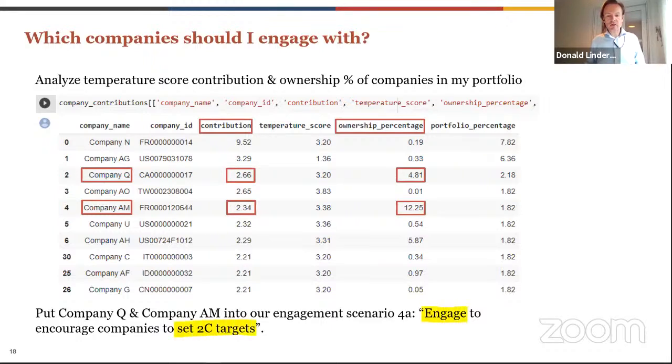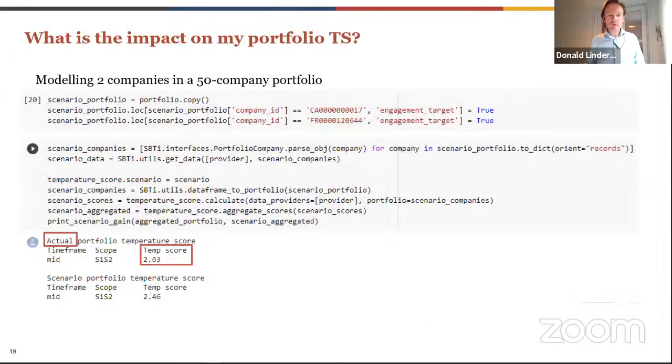And we can do that through a series of scenario analysis or what-if analysis for these companies. And in this case, we say, okay, what happens to the portfolio if we engage with these two companies and we manage to get them to set a 2-degree target, at least that's the bare minimum. And when we do that, we compare it quickly to the actual and then the scenario target. And as we can see, that target has been reduced a little bit. This is 2 companies out of a 50-company portfolio.